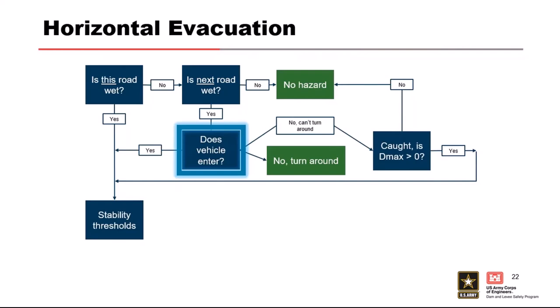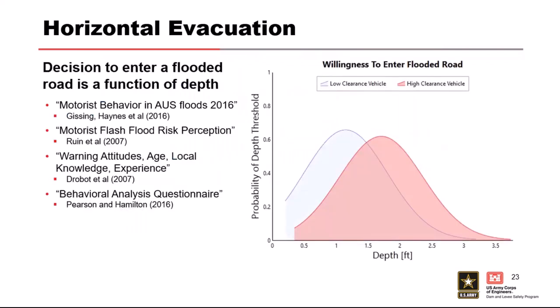Each vehicle has a probability associated with it, a value associated with it, of their threshold of what they're willing to try to cross. We realized after version one that we had tons of vehicles that were coming into a road that was under the threshold and then turning around, when in reality, we see time and time again from flooding, people losing their life because they ignore warnings, they ignore barriers, they drive around, they drive into flooded roads, and they lose their life because their vehicle loses stability. We wanted to be able to capture that in LifeSim.